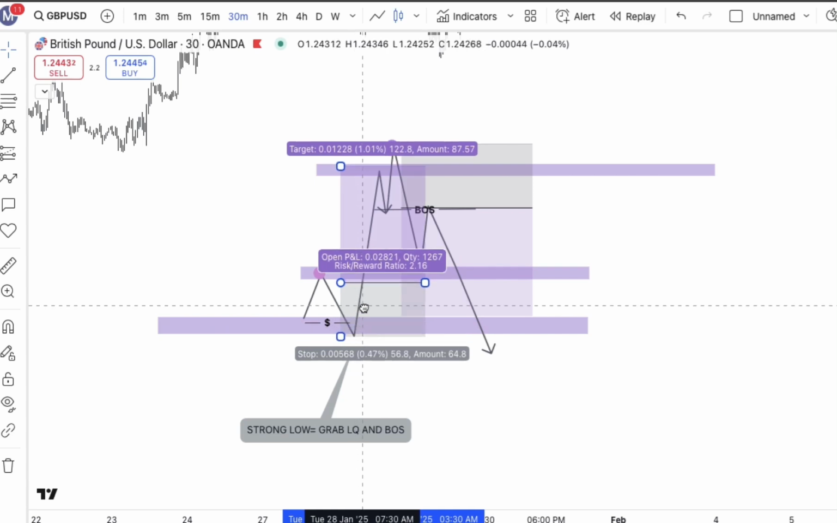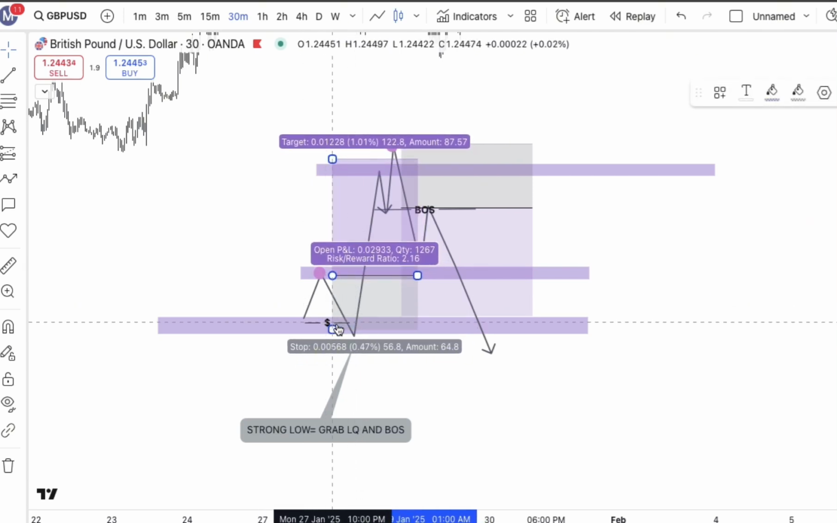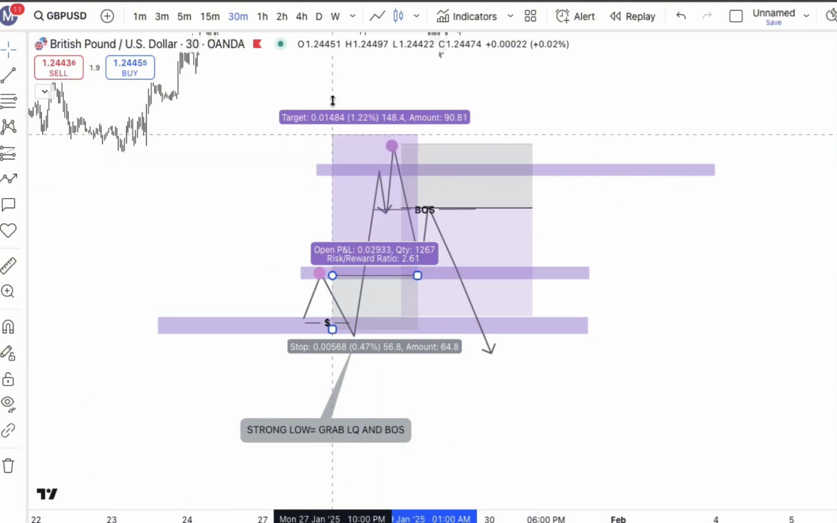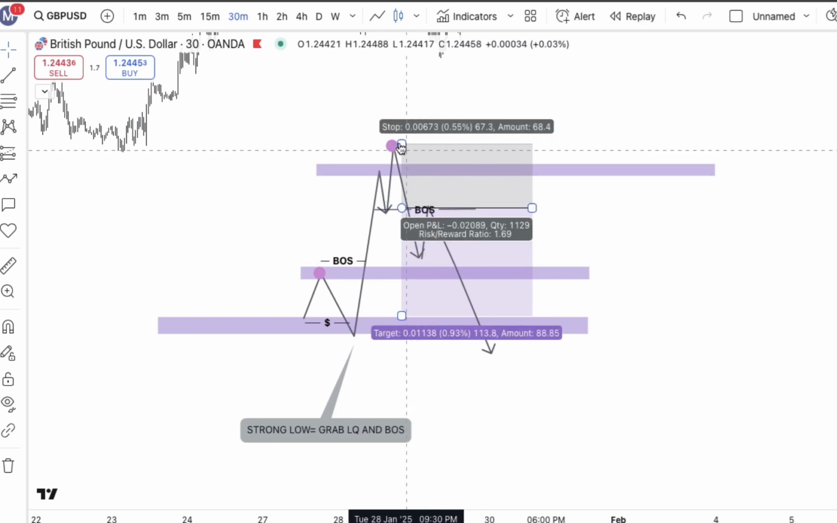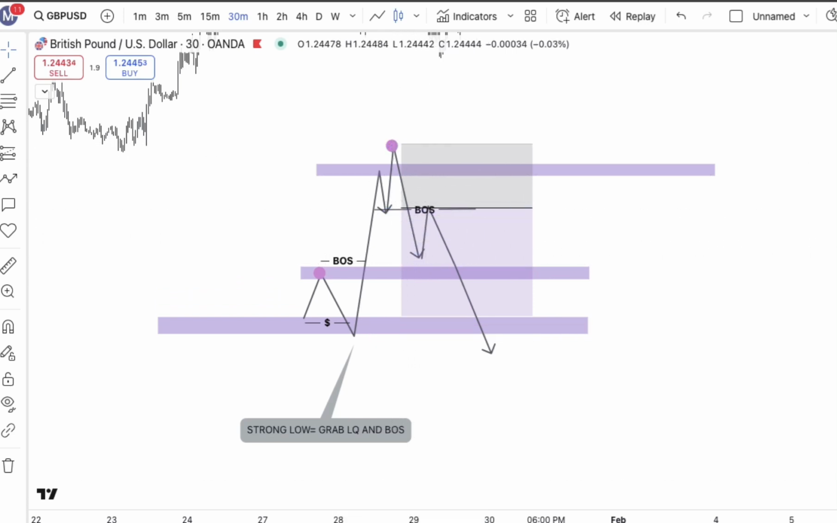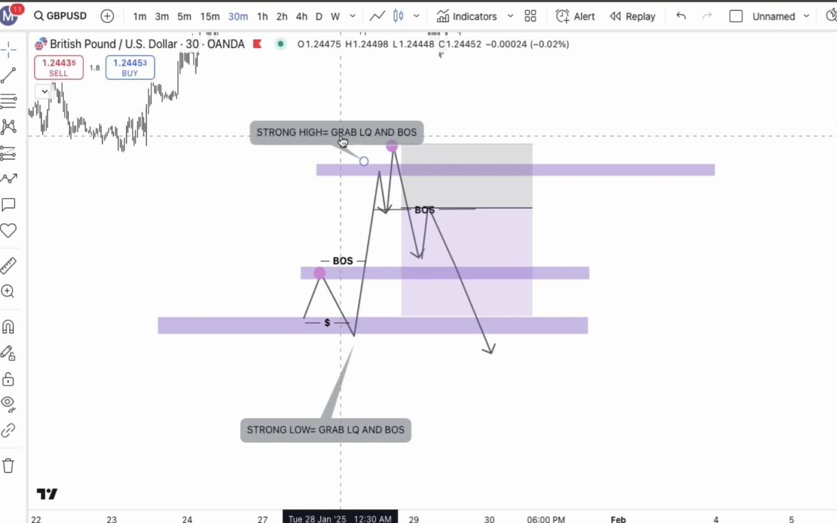So that's how I go about it. Let's just see if liquidity is broken. Let's just see if this high point is broken. Let's see if price holds, to then buy up. And then for sells, break of structure happens. Okay, this is a strong high because what? Strong high equals grab LQ and break structure. Okay, this is a strong high.